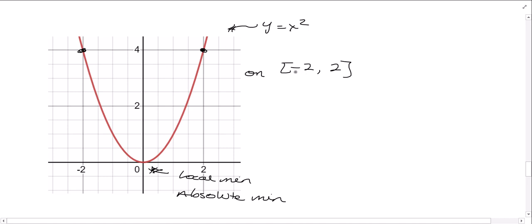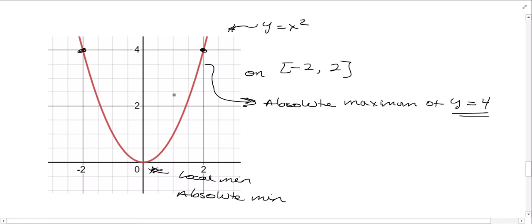So if I truncate it on the interval -2 to 2, we have an absolute maximum of y equals 4, right? That is the y value, that is the maximum. And that absolute max occurs at 2 places. It occurs at x equals -2 and at x equals 2.